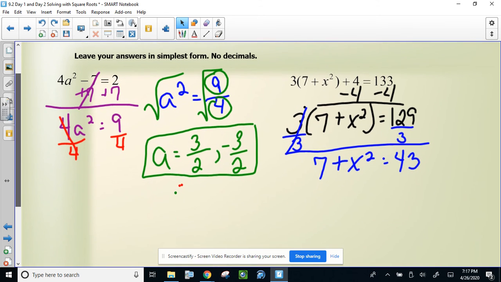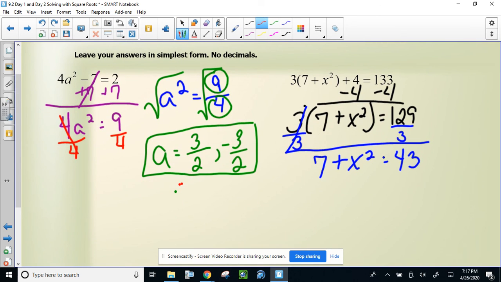So I can't do my square root yet because there's still something in front of my x squared. I have a 7, so I need to subtract the 7 from both sides. So that's going to give me just x squared equals 36. And now I can get rid of my x squared. I can get rid of the exponent, undo, and I can square root my 36.